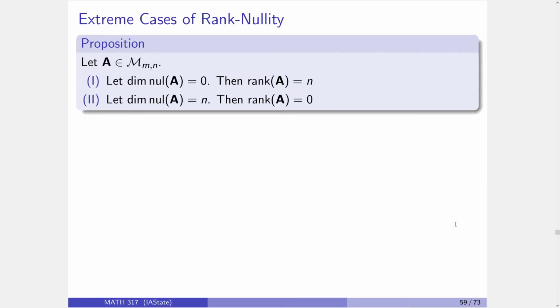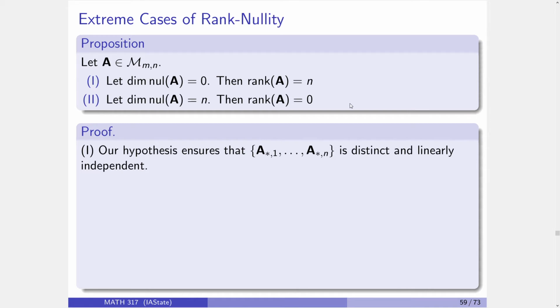Okay. All right, and then we looked at the extreme cases of rank nullity, basically going if the dimension of the null space is as small as it can be. So again, the null space is a subset of Rn. If it's as small as it can be, then the rank has to actually equal the number of columns. And likewise, if the null space is as large as it can be, again, because it's a subspace of Rn, then the rank is equal to 0. So this tells us that when the nullity is as small as possible, or when it's as big as possible, we've got some stuff we can conclude about the rank.